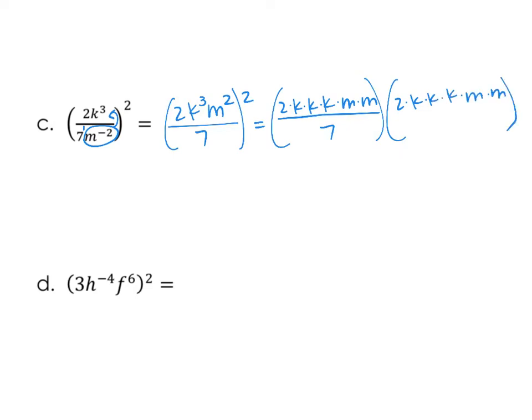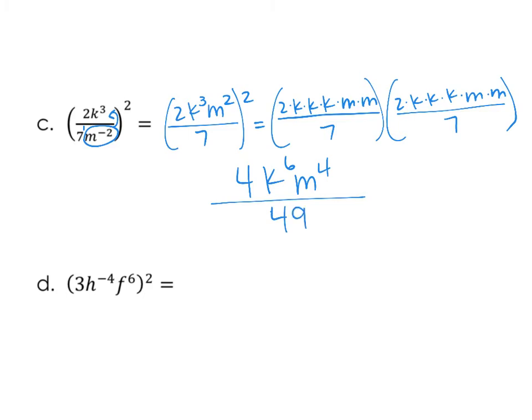And it's still divided by 7. Okay, so if I look, I have a 2 times 2 on top, which is going to give me a 4. Then I have 3 k's plus 3 more k's, which is k to the 6th. And 1, 2, 3, 4 m's. On bottom, we have a 7 times a 7, which is going to give us 49.